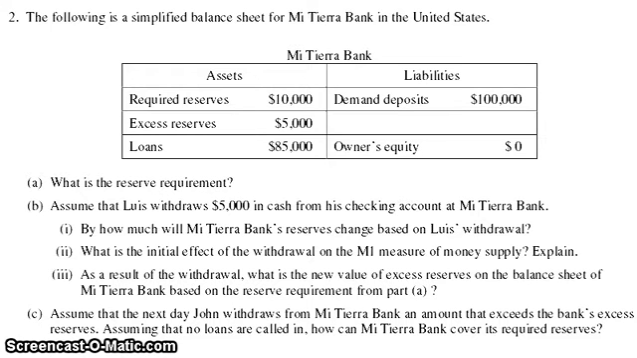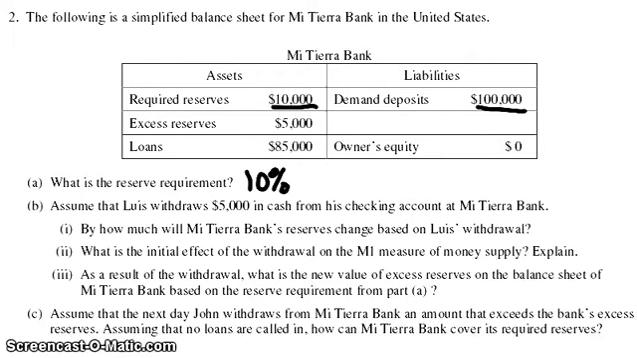Part A wants to know what is the reserve requirement, and so the reserve requirement is simply equal to the required reserves divided by our demand deposits. So 10,000 divided by 100,000 is 10%.